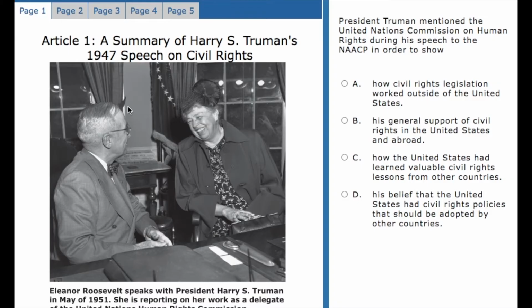And it's also giving us a person. It's telling us Harry S. Truman. And it's giving us the topic, which is going to be about civil rights.